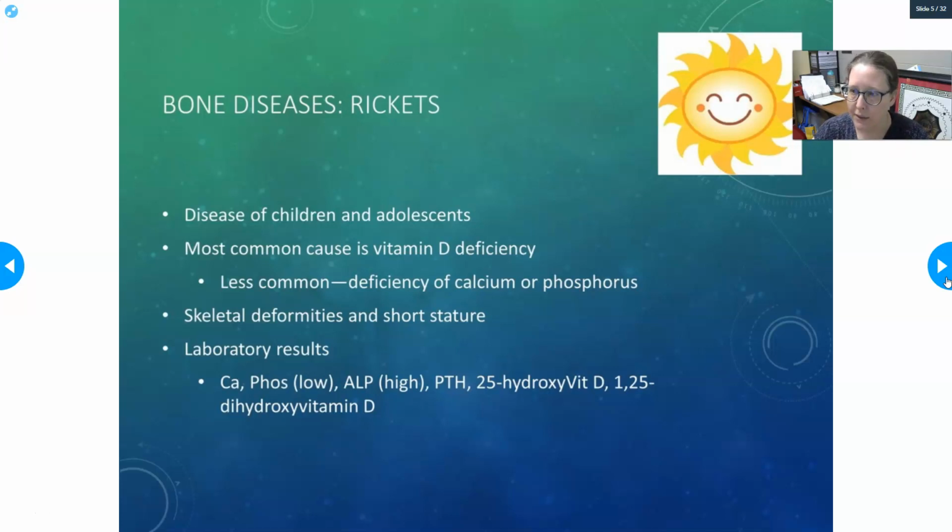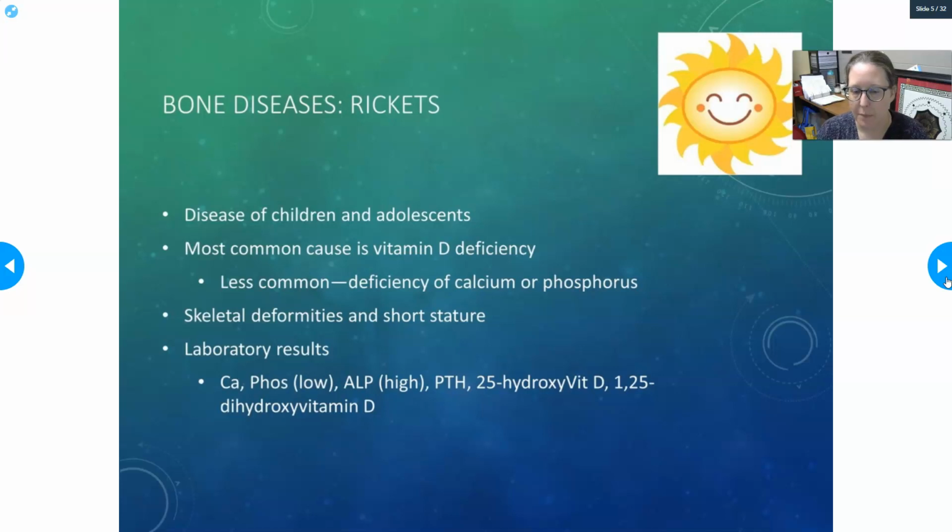There could be adequate amounts of calcium supplied, but if there's not enough vitamin D, then the calcium is not going to be properly absorbed. So patients with rickets have skeletal deformities, especially in their limbs, and have short stature. They can't grow because they can't get enough calcium into their bones to be able to lengthen their bones. The lab results will show the calcium and phosphorus are low because they're not absorbing it, or not getting enough of it in. The alkaline phosphatase is high, and this is going to be bone origin alkaline phosphatase again.